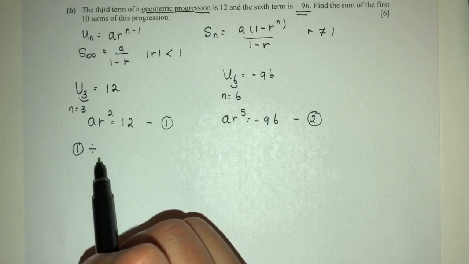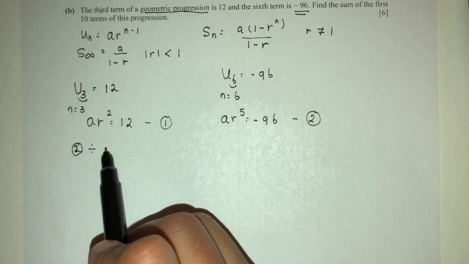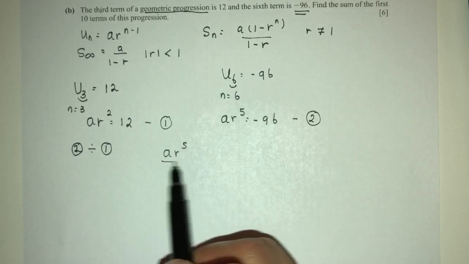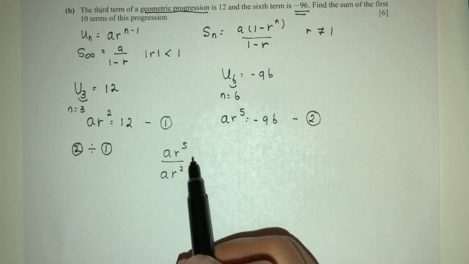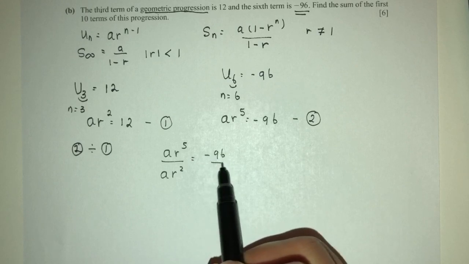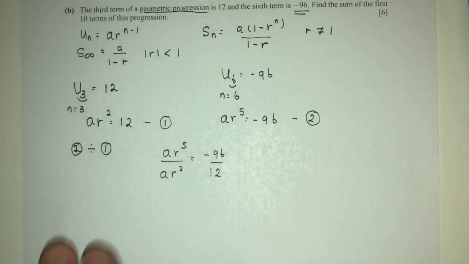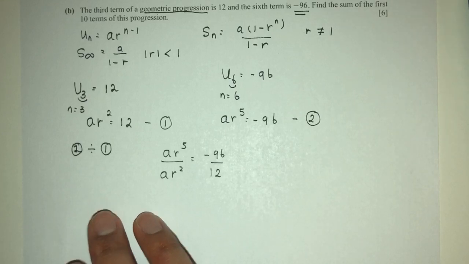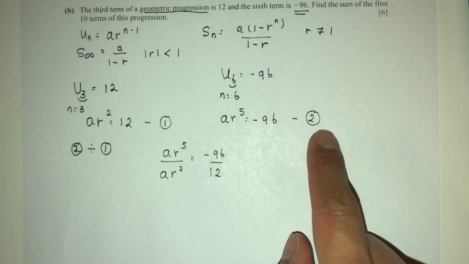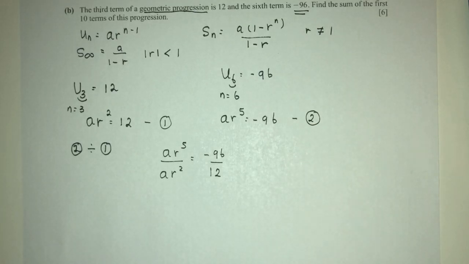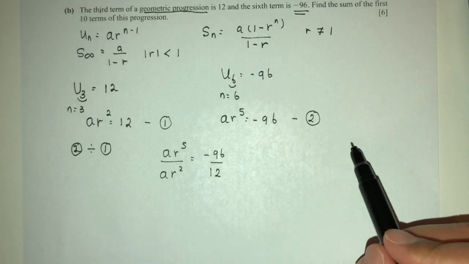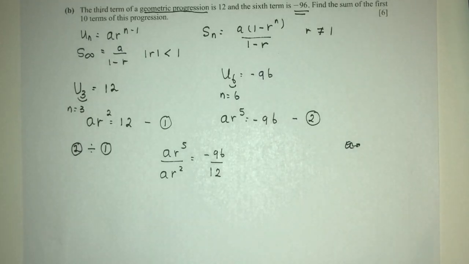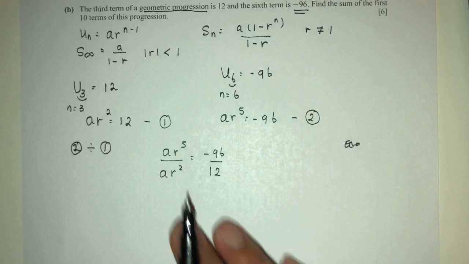I can do equation number 2 divided by equation number 1. So you have ar^5 over ar^2, that will be minus 96 over 12. Okay, so that is one of the ways of doing that. You don't need to do it like this. There are many ways. Just like when you have two equations, you can always solve them by substitution, making a the subject and then replacing. It is always going to be okay. This is one of the methods.